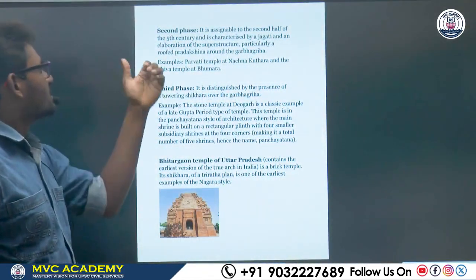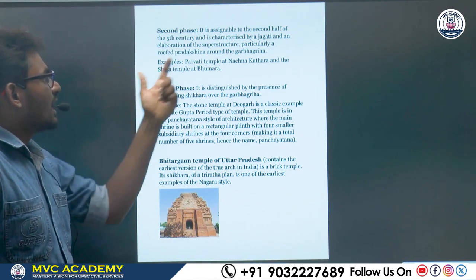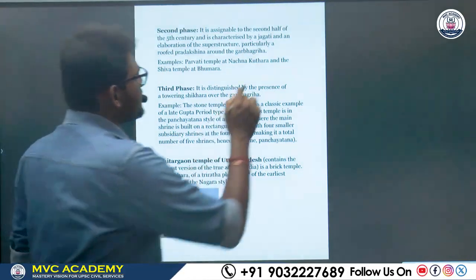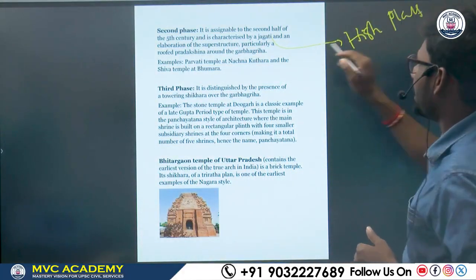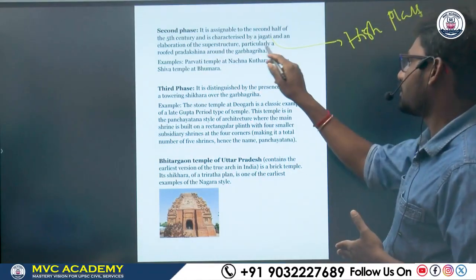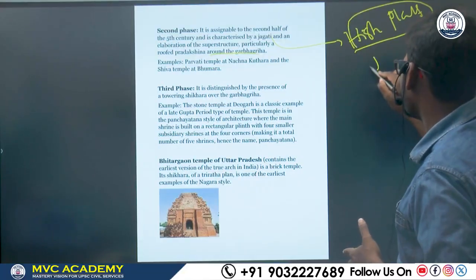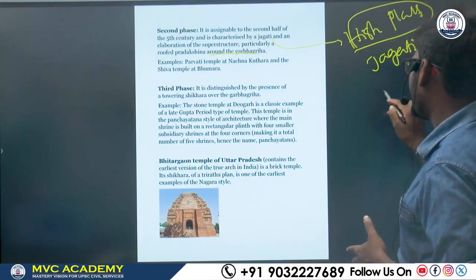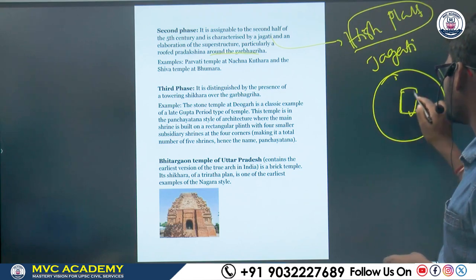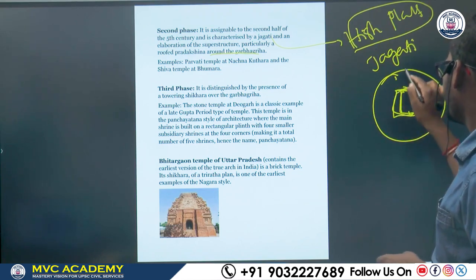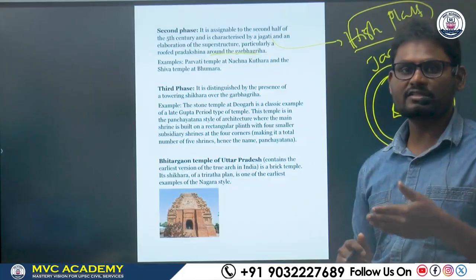Next we are having the second phase of Guptas. It is assignable to the second half of the 5th century and is characterized by a Jagati. So Jagati means high platform, and an elaboration of superstructure, particularly a roofed pradakshina around the Garbhagruha. So it is having a high platform, that is Jagati, and we are having a Pradakshina Patha around the Garbhagruha. That is in the second phase of Gupta temples.